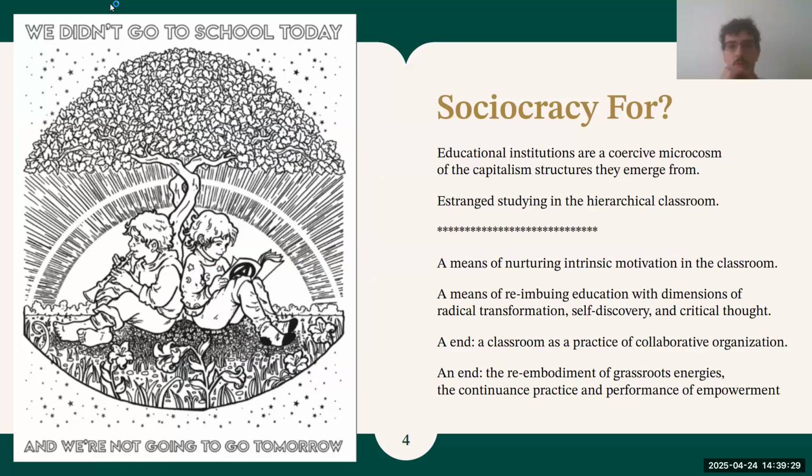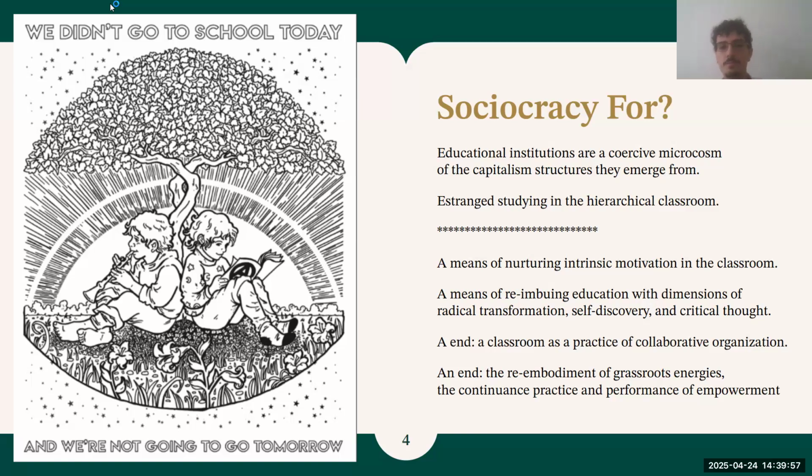So, what was sociocracy for in our student group? Our student group was called Students for Environmental Justice, and so we had a very specific orientation. And that said, we were very aware of the context that educational institutions are a coercive microcosm of the capitalist structures they emerge from. So they're conducive to a strange studying in a hierarchical classroom.